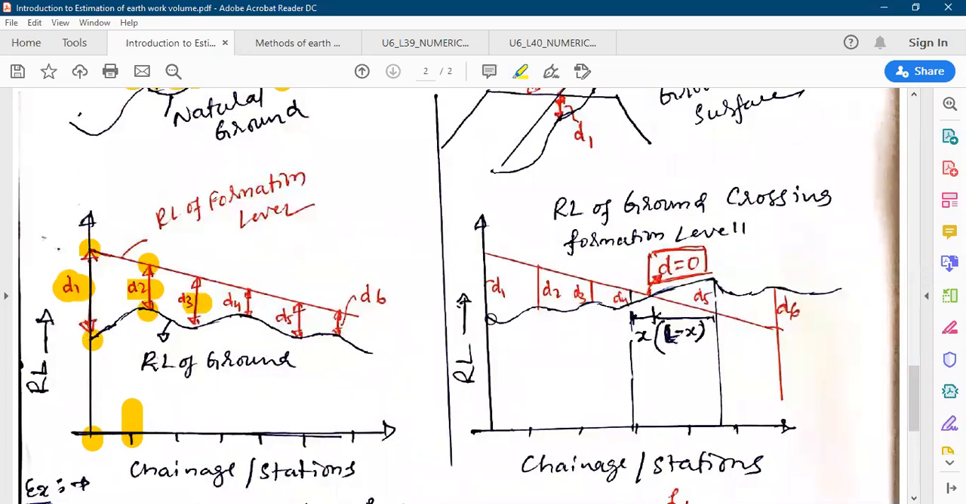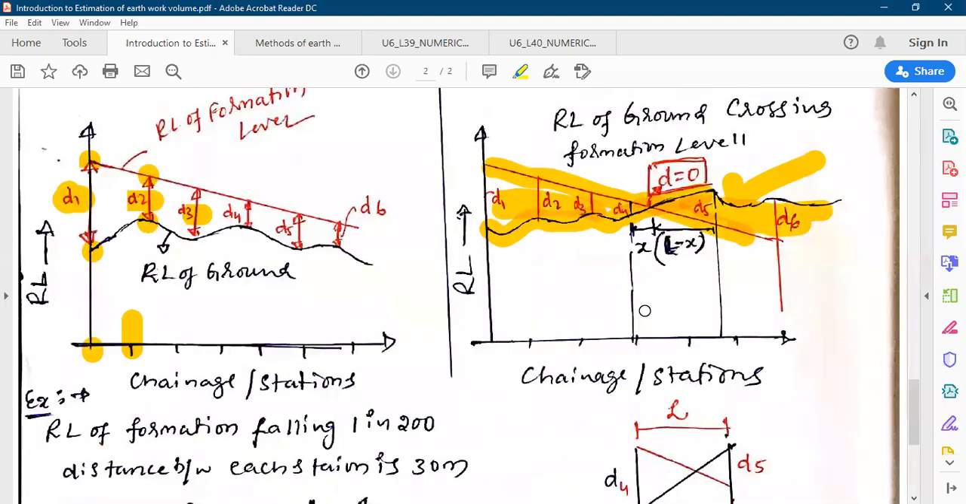Sometimes this RL of ground may be more than RL of formation, right? So RL of formation is a falling gradient, so RL of ground is more than the RL of formation. So this is where you have to go for cutting this portion of the earth surface, right? Here you have to fill the earth surface, here you have to cut the earth surface, right? So both may happen in the same stretch of the road, right?